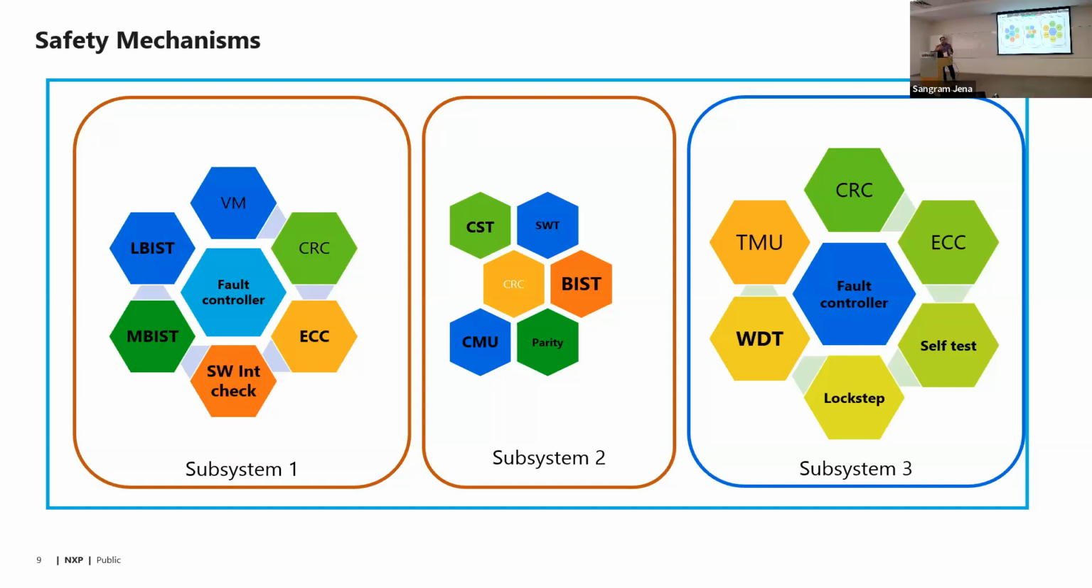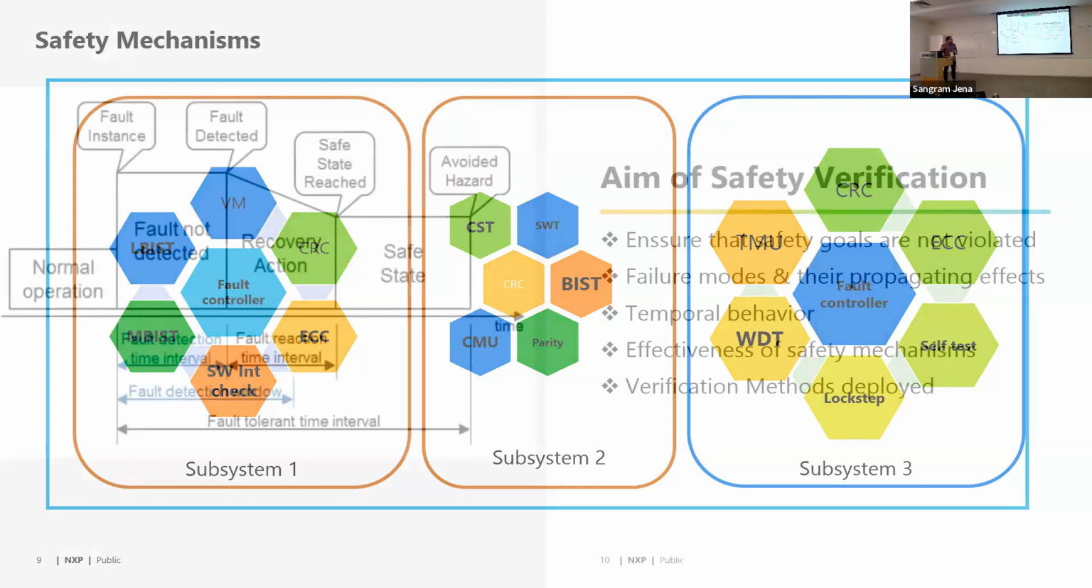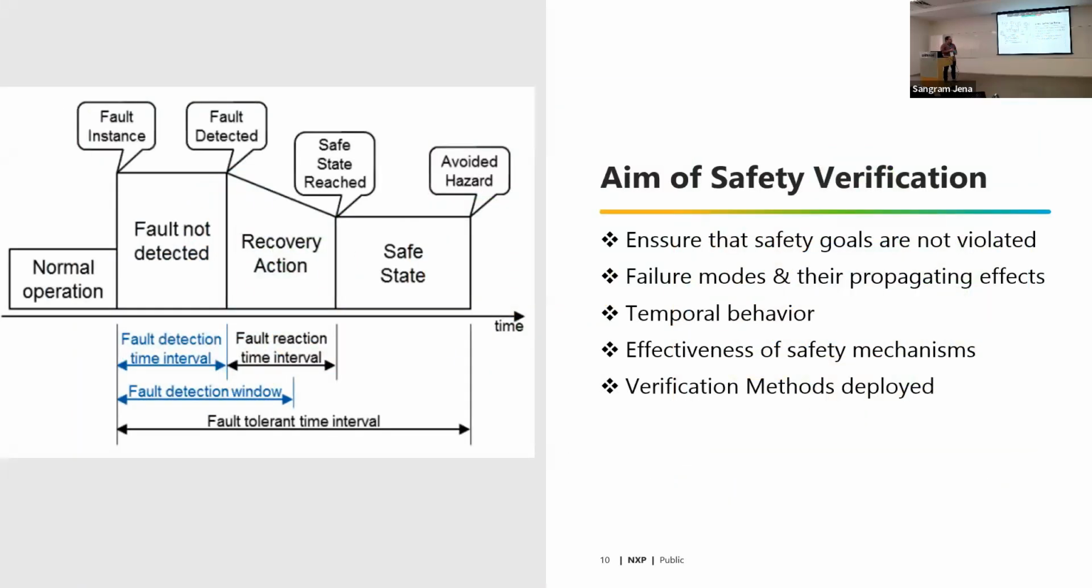Depending on the safety standard that you are complying to, a decision will be made by the architect along with the safety manager regarding what kind of safety mechanisms will be implemented in your design. And that will obviously have an effect on the verification effort. So I'll go over the aim of the safety verification quickly. This is basically to make sure that the goals that you derived at the start of the process are not violated. The second part is the failure modes and their propagating effects. You have to make sure that you are testing them vigorously in your tests.